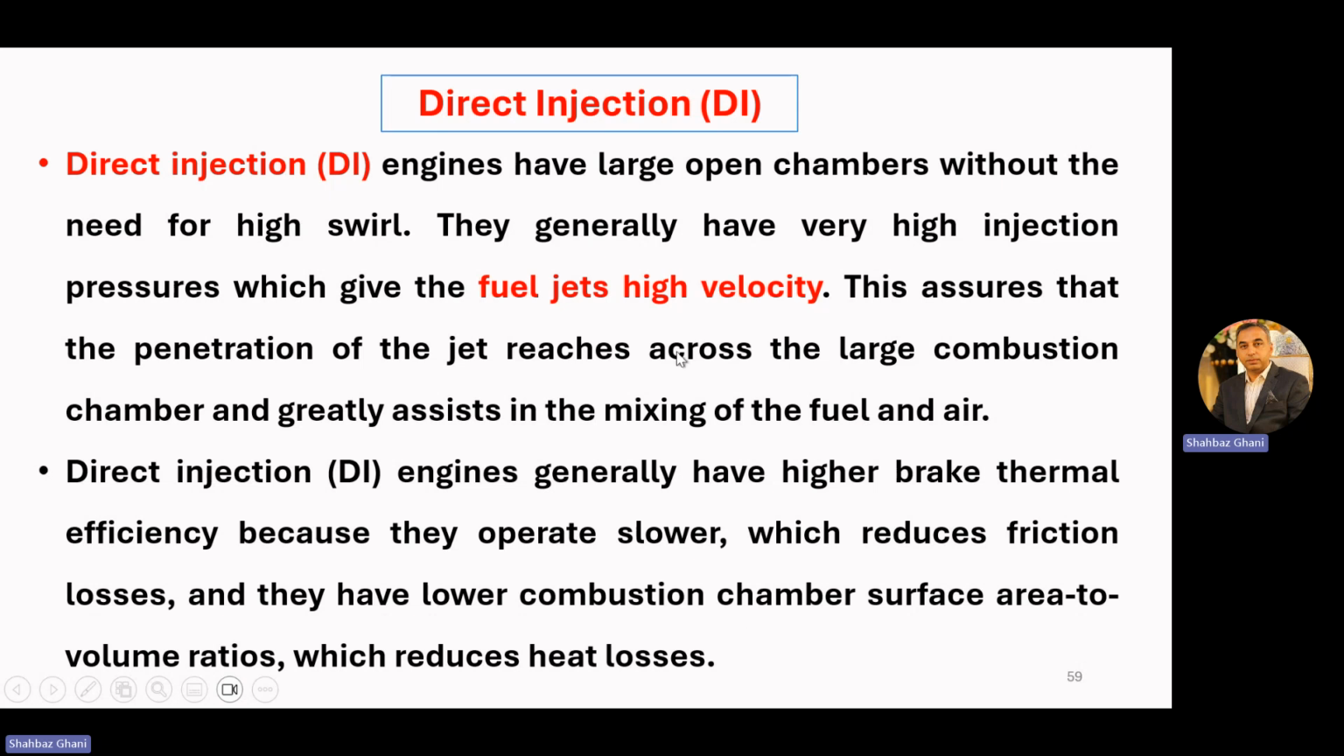So if we have direct injection, engines have large open chambers without the need for high swirl. They generally have a high injection pressure, which gives the fuel jets high velocity. This ensures that the penetration of the jet reaches across the large combustion chamber and greatly assists in the mixing of the fuel and the air. Direct injection engines generally have higher brake thermal efficiency because they operate slower, which reduces friction losses, and they have lower combustion chamber surface area to volume ratios, which reduces heat losses.